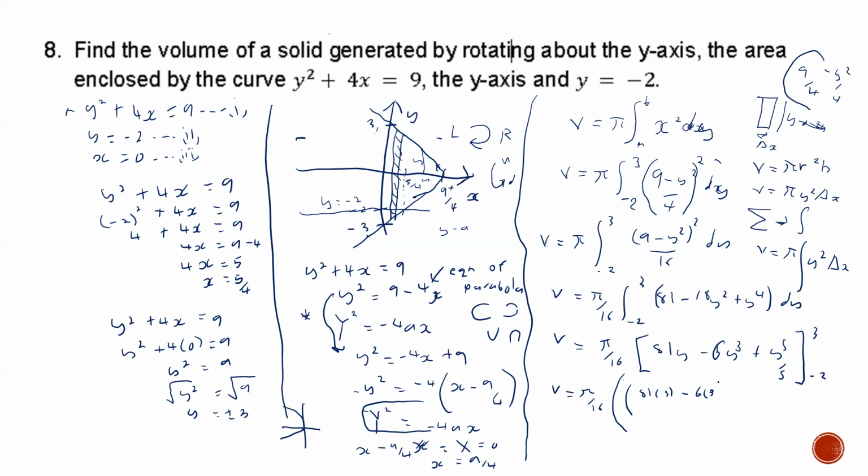This had to be 3 because we are now substituting 3 cubed plus 3 to the power 5 out of 5, like that. Minus 81 into -2 minus 6 into -2 cubed plus bracket -2 to the power 5 out of 5, bracket that, bigger bracket. Yeah, so that's what we have.